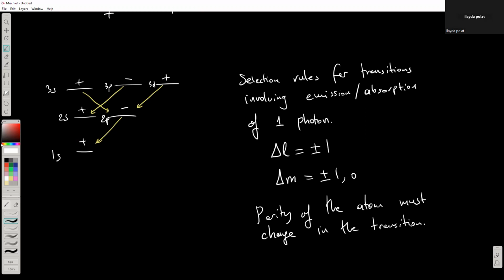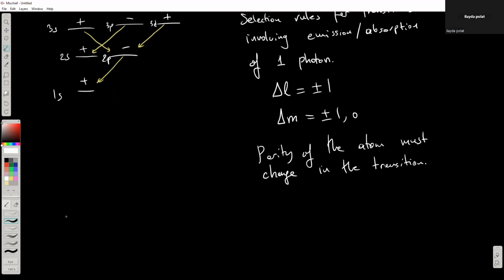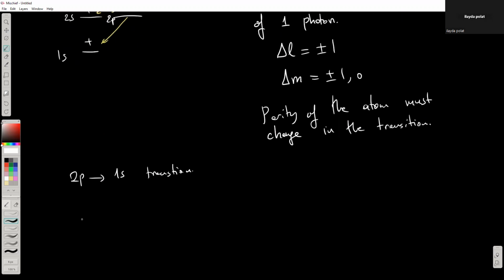Well, basically we have to claim that the photon should actually have negative parity. It should have an intrinsic negative parity. So I'm going to think about this like that. So that's the 2p to 1s transition. You can think of this like the hydrogen in the 2p orbital.